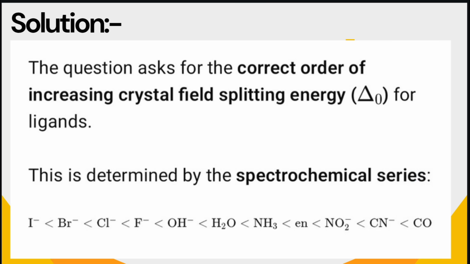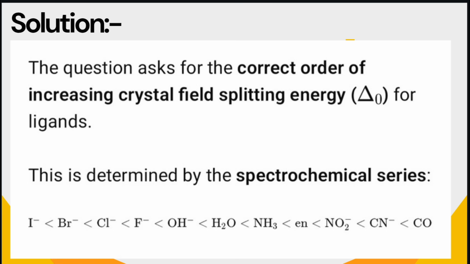Now we will see the solution. The question asks for the correct order of increasing crystal field splitting energy delta naught for ligands. This is determined by the spectrochemical series. See, this is the order of the spectrochemical series. I minus less than Br minus, Cl minus, F minus. These are weak field ligands. OH minus, H2O and NH3. Neutral ligands en, NO2 minus and CO. These are strong field ligands.